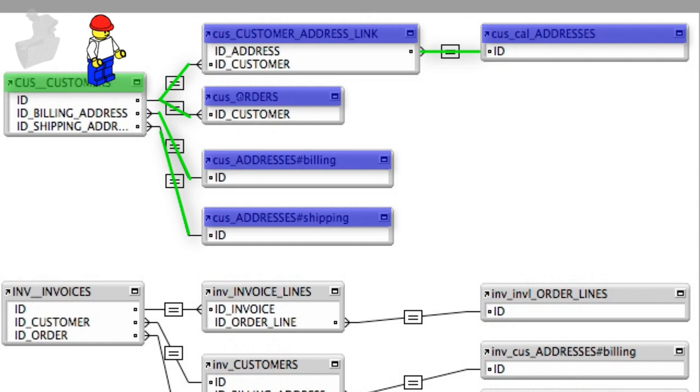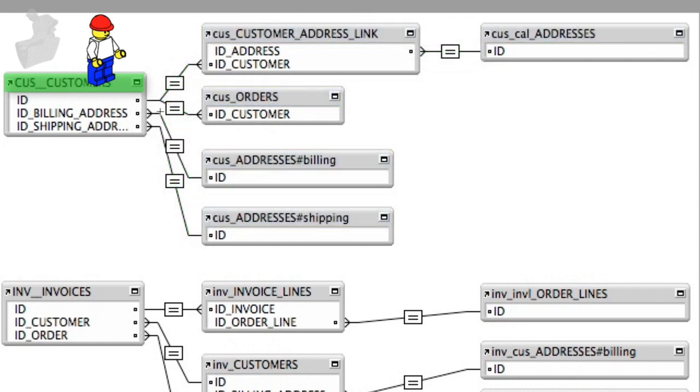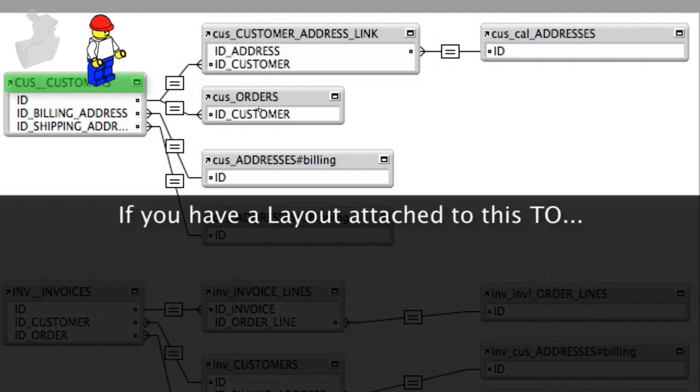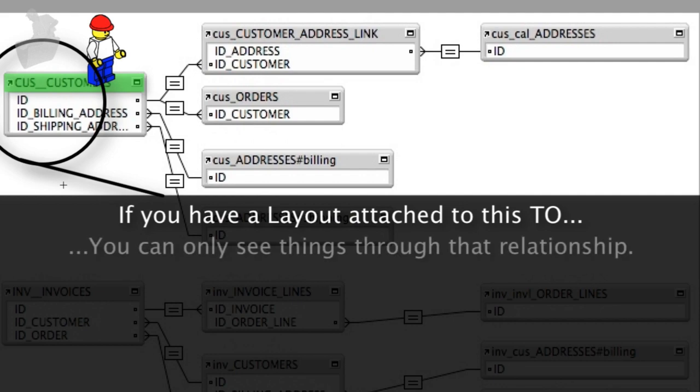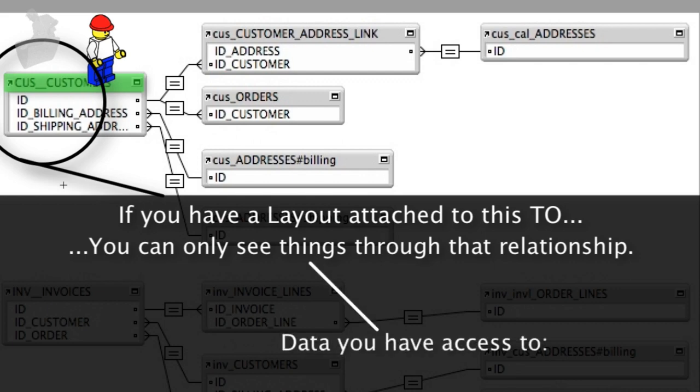Does that make sense? So if you're standing here at customers, you can see through these relationships the customer's address for billing, or you can see the customer address for shipping if you wanted to, or you could see through the ID to the orders. The whole idea is that if you have a layout and you drop it and it's attached to this table occurrence right here, and you have that perspective, you can only see things through those lines or through that relationship. And when I mean see things through there, that's the data you have access to. That's the data your fields have access to on that screen.